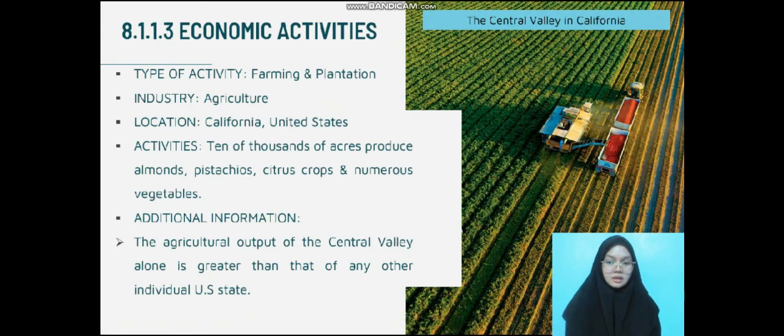There are 3 economic activities that I'll be explaining to everyone. Firstly is farming and plantation, which is in the industry of agriculture and located in California in the United States. The activities are tens of thousands of acres that produce almonds, pistachios, citrus crops and numerous vegetables. The agricultural output of the Central Valley alone is greater than that of any other individual US state.